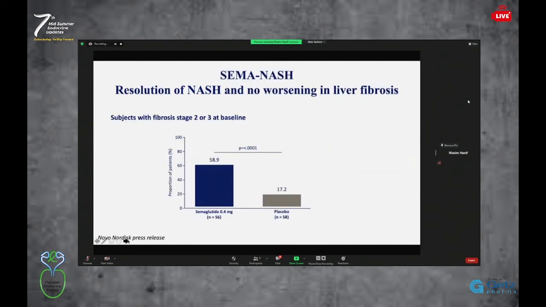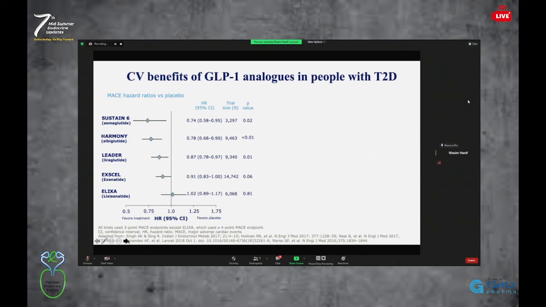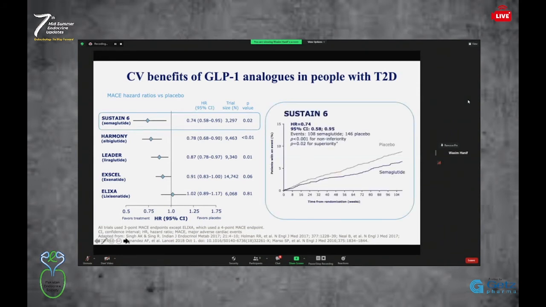And these were the results. In subjects with fibrosis stage 2 or 3 at baseline, there was no worsening liver fibrosis in nearly 58% of the patients, compared to 17% in placebo, and this was statistically significant, suggesting a diabetes agent, you may call it a GLP-1 analog, actually works in patients with NASH. We also know the cardiovascular benefit of GLP-1 analogs in patients with type 2 diabetes, and this is perhaps one of the reasons that we have started using more and more GLP-1 analogs in our patients, especially those with diabetes with NAFLD. The main reason is to decrease the cardiovascular mortality and expect some kind of benefit in terms of their liver.